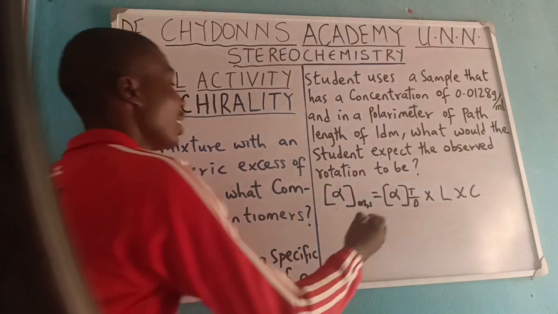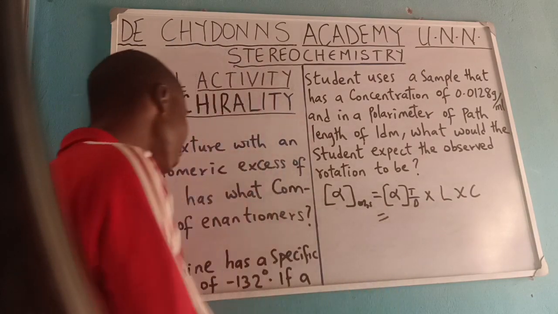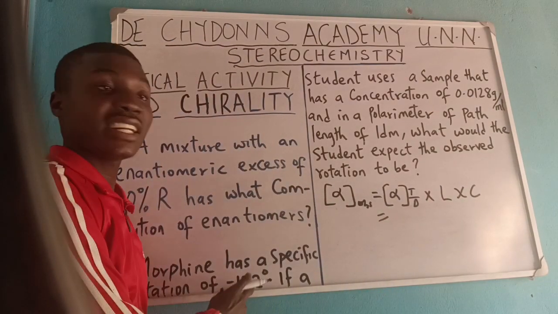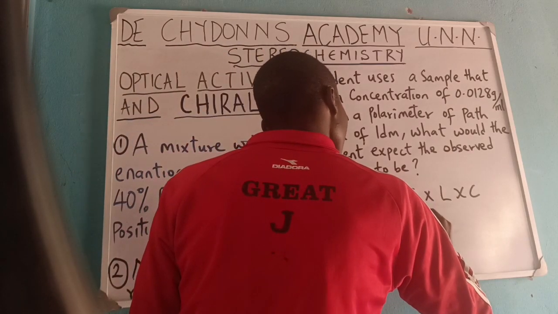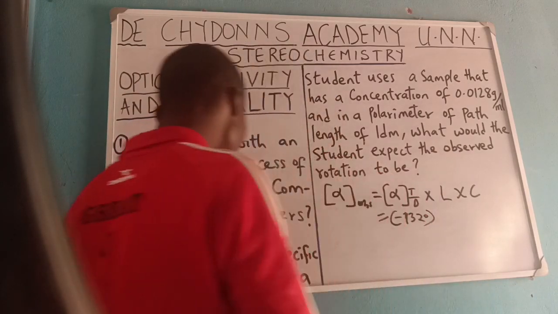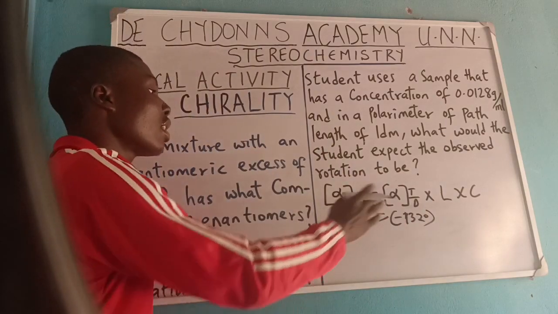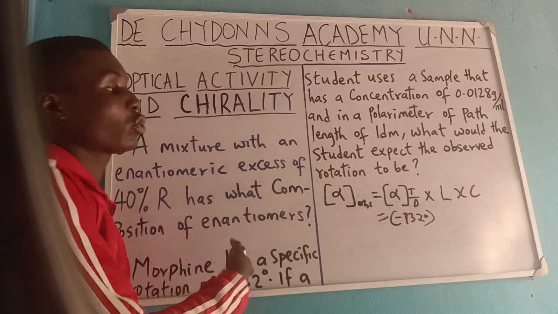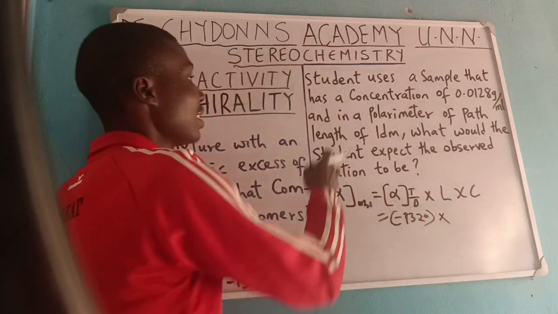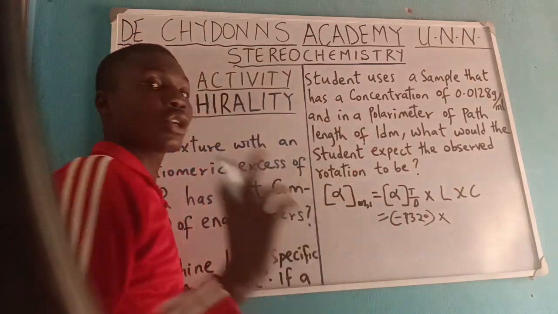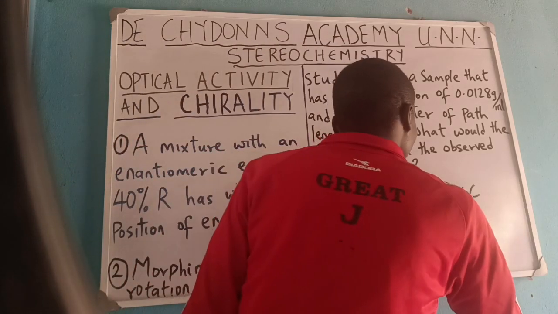So the specific rotation, according to our question, is minus 132 degrees, not Celsius, please. There's no Celsius, just the degrees. Celsius is for temperature. So minus 132 degrees. Then we are going to be multiplying by the path length. According to this, we have a path length of what? 1 decimeter. So our path length is 1.